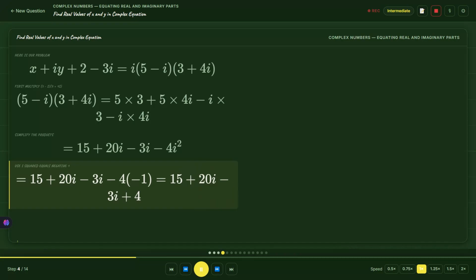Here's a super important trick. Remember that i squared is always equal to negative 1. So negative 4 times negative 1 becomes positive 4.